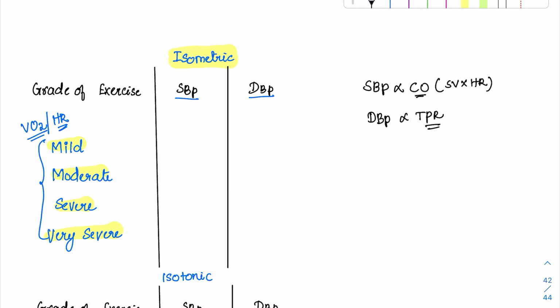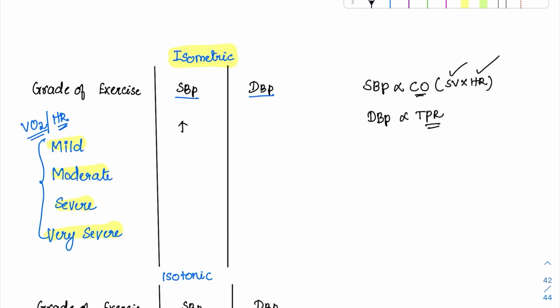Whenever somebody is exercising, what happens to the sympathetic activity? The sympathetic activity is going to increase. So what will happen to the heart rate? The heart rate is going to increase. And the venous return to the heart is increased. What will happen to the stroke volume? The stroke volume also will increase. So both stroke volume and heart rate increase. So in isometric exercise or any kind of exercise, the systolic BP is going to increase. And why have we put many arrows? Depending upon the intensity of the exercise, the rise of the systolic BP also will be more.